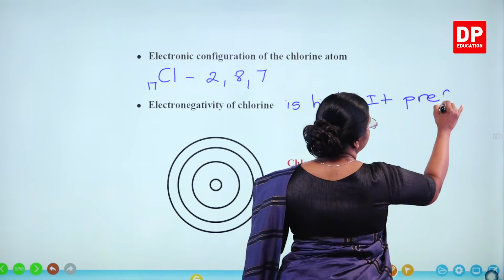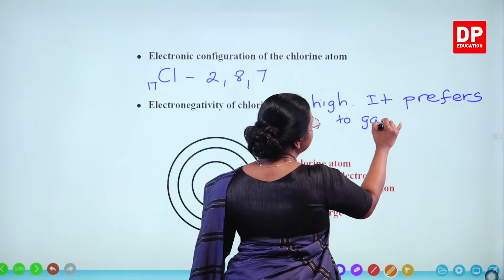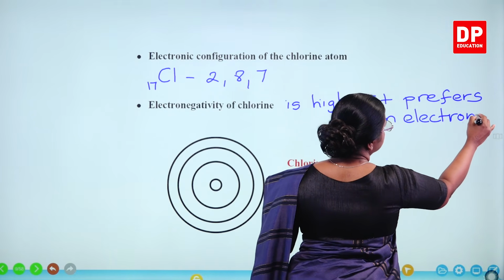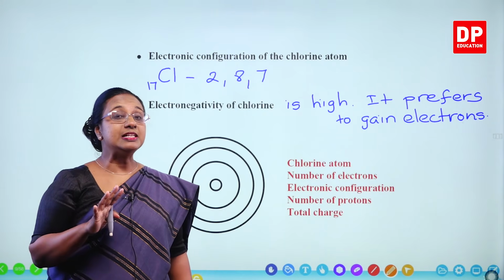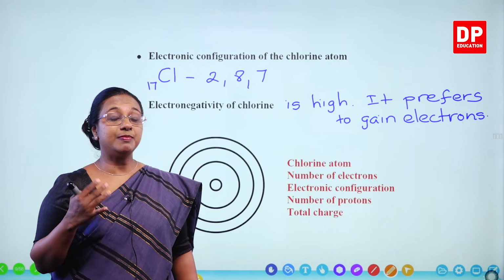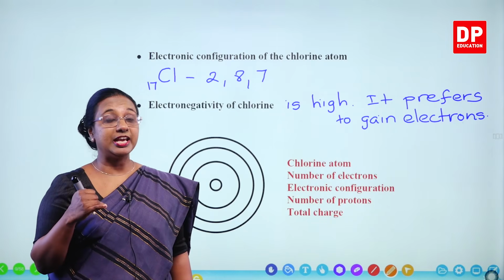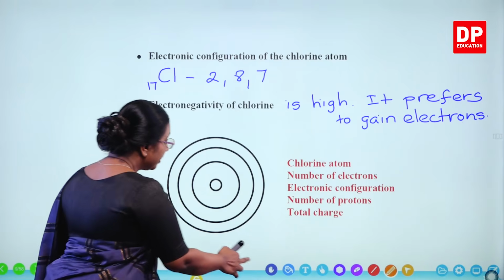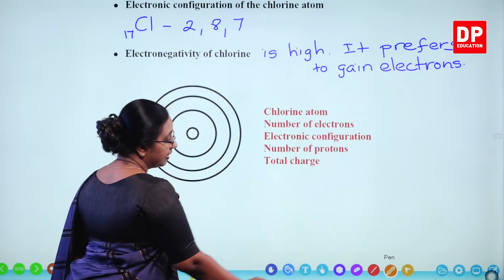It prefers to gain electrons. Is that okay? So the metals, those are electropositive, prefer to lose electrons. Non-metals, which are usually electronegative, prefer to gain electrons. So if we look at the electronic configuration again.